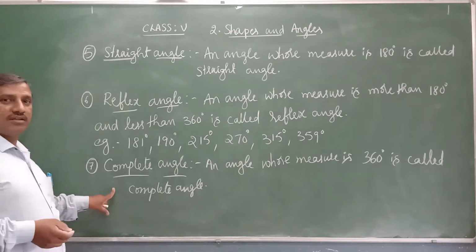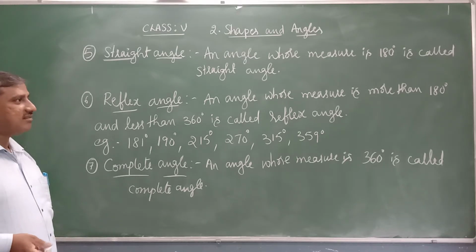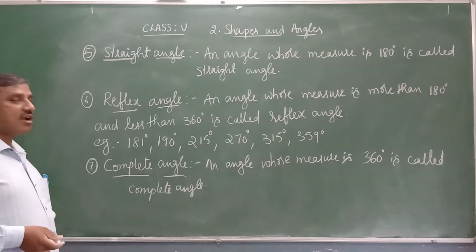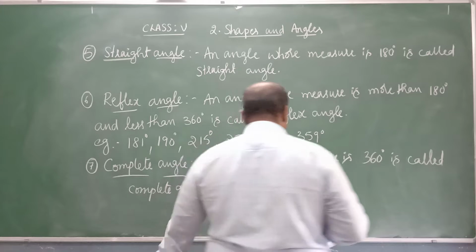The last, complete angle. An angle whose measure is 360 degrees is called a complete angle.